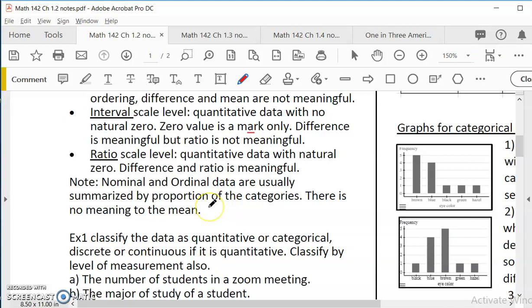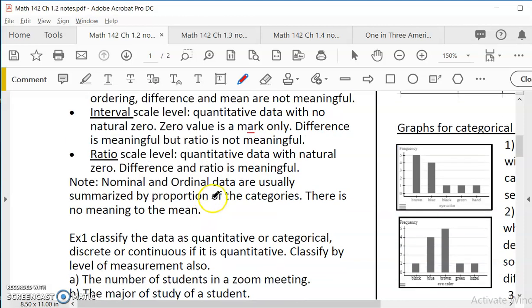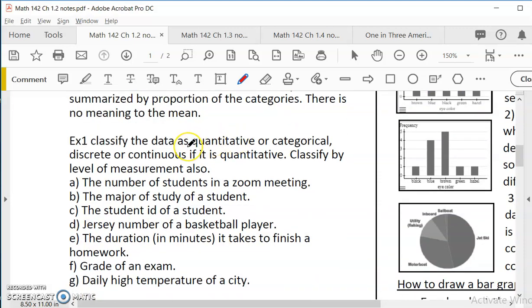So for example, when we go to school face to face, we'll say, where is your classroom? In which building? Building could be a number, but it's only a label, right? So if you say, I'm going to calculate the average of all the buildings that students go to, is it meaningful? It has no meaning. But you can say, 20% of people go to building 3, 10% had classes in building 1, like that. So proportion. We summarize them by proportion.